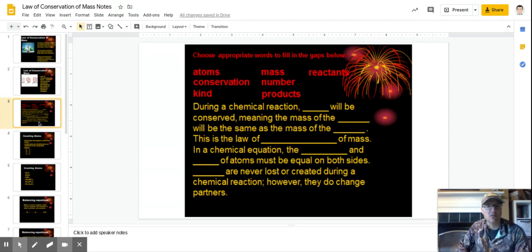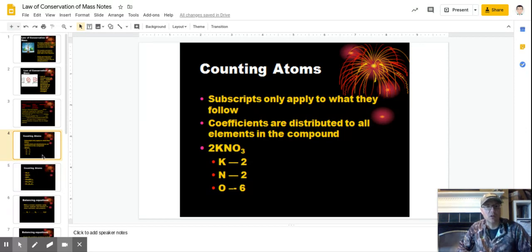You'll want to take some time to use this word bank to fill in your notes. Now, a couple weeks ago, I had you do an assignment on counting atoms. With counting atoms, two of the things that we use are coefficients and subscripts. The subscripts are the smaller numbers that come after, like this little number 3 that comes after the O, and it only applies to the O. The 3 doesn't apply to the K or the N, just the O. Whereas the 2 is a coefficient, and it is a larger number that's written in front, and it applies to everything. Just like in math class, a coefficient gets distributed to everything.